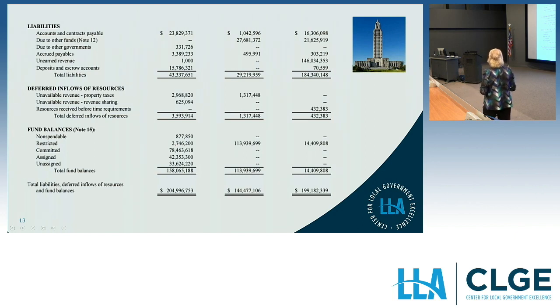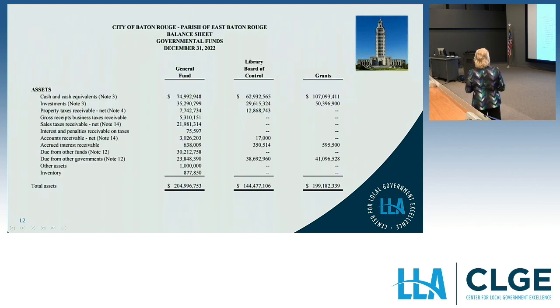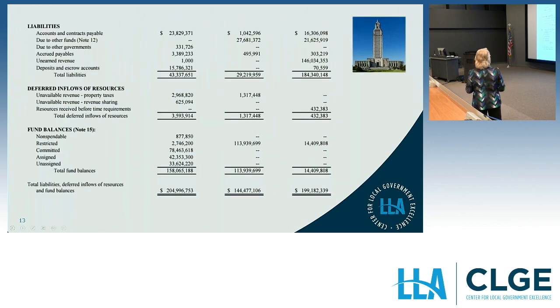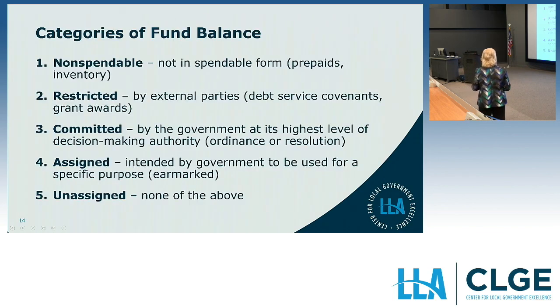And then they have their fund balances, which are explained in note 15. And in their different funds, they have different categories of fund balance. And then you see the total, the $204 million at the very bottom in the general fund column is the same as the total assets. Okay, that's our balance sheet equation. All right, we got this. You see, this is not hard. We just have to work together and share our knowledge. We got this. So let's talk about those categories of fund balance.